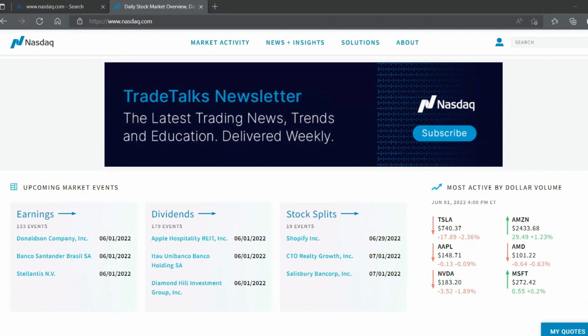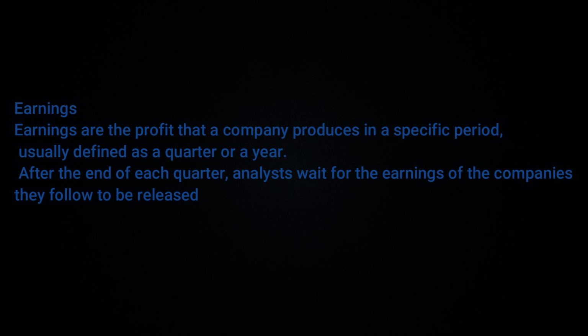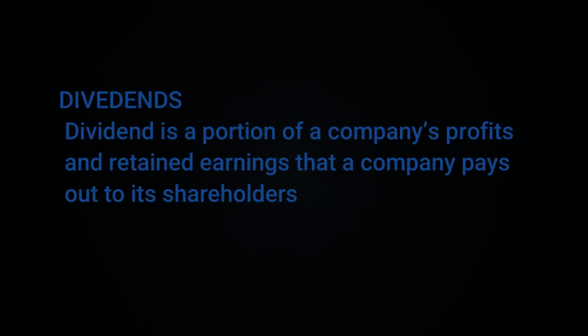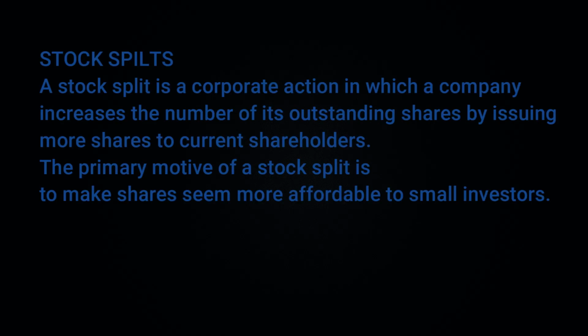So let me just define it for you. The earnings are simply the profit that the company produces in a specific time. The dividends are the portion of the earnings that the company decides to pay its shareholders. And the stock split is a corporate decision to increase the number of its outstanding shares by issuing more shares to its shareholders. This is also done to make shares affordable if they were too high for small investors.